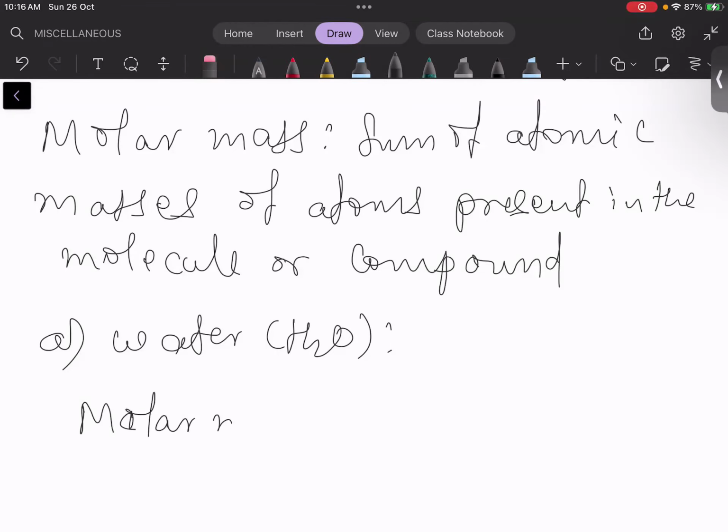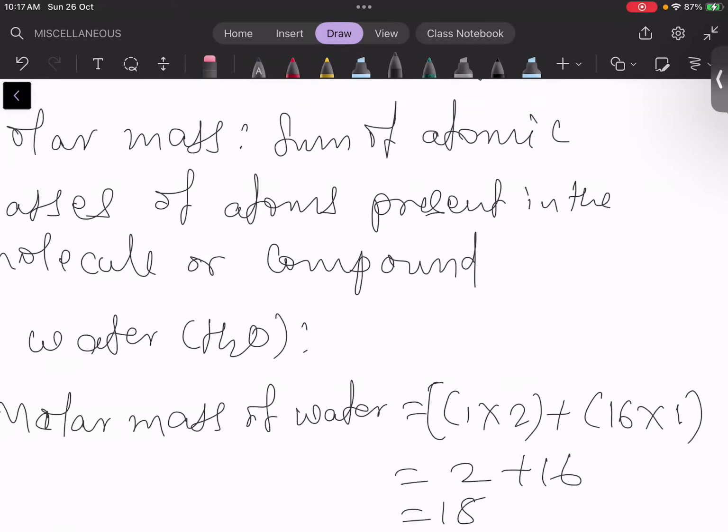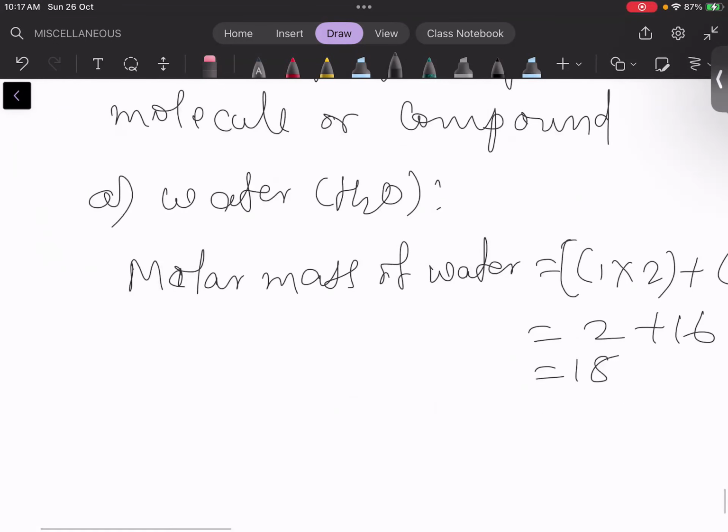Molar mass of water, that is equal to atomic mass of hydrogen is 1. How many hydrogens are present? 2. Plus atomic mass of oxygen, how much? 16. How many oxygens are present? 1. So 2 plus 16, nothing but 18. Right? This is one example.